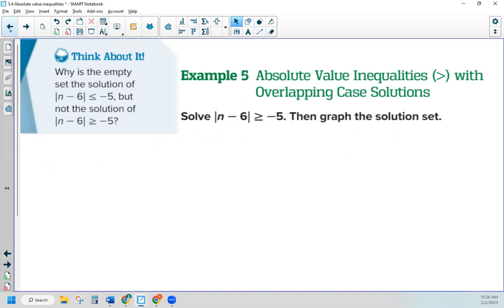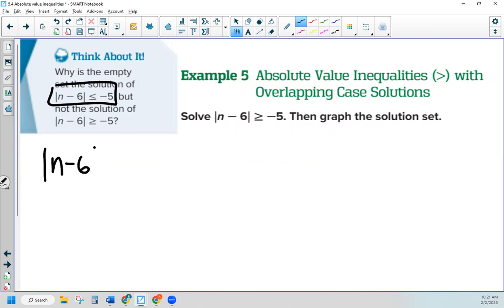So think about it. Why is the empty set of solutions one thing, but not the solution of the other? Think about it right now. Let it simmer in your brain. So this one might have broken your brain a little bit. What I'm trying to ask you right now is, how come this one right here that we spoke about before has no solution? How come that one right over here has no solution?